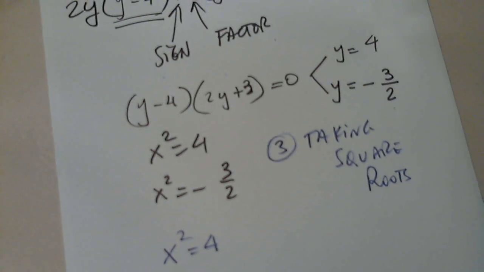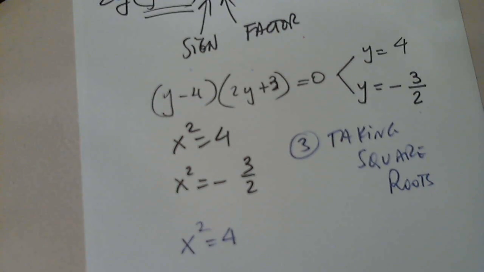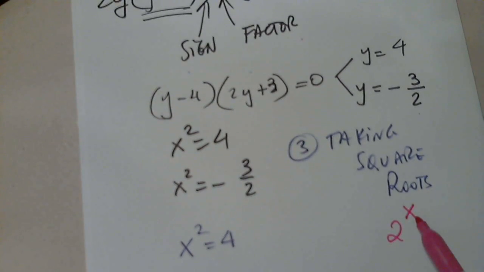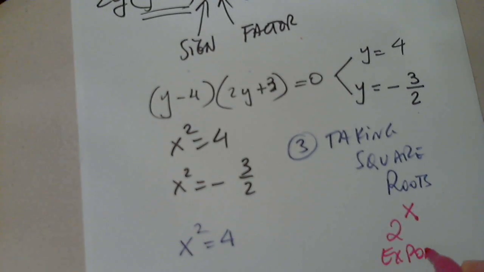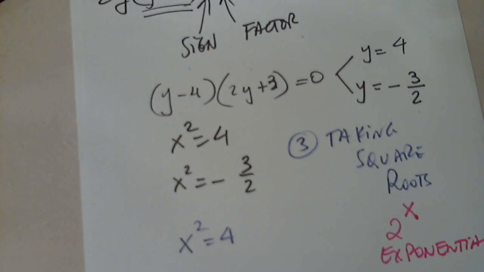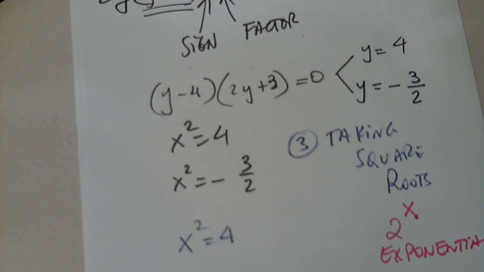Anyone, please? What type of equation is it? Exponential. So an exponential equation is like 2 to the x, where the exponent is the variable. So this is exponential, where it has a base, which is a number, and the exponent is the variable. Here the exponent is 2. The exponent is not the variable.